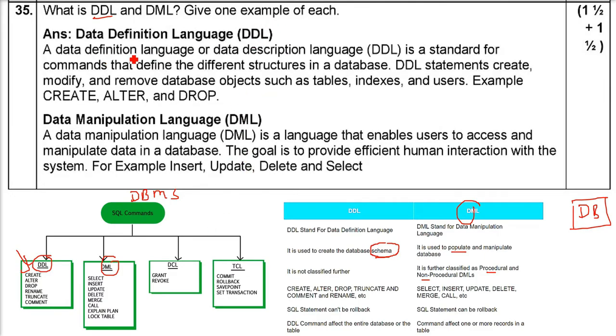Data Definition Language, DDL, is a standard for commands that define the different structures in a database. Here you can create, modify, and remove database objects like tables, indexes, and users, for example create, alter, drop, as we just discussed. Data Manipulation Language is a language, again SQL, that enables users to access and manipulate data in a database. So DDL and DML are not different; they are SQL commands only. But one is making the database, and one is manipulating or changing the fields. The goal is to provide efficient human interaction with the system: insert, update, delete, like this.